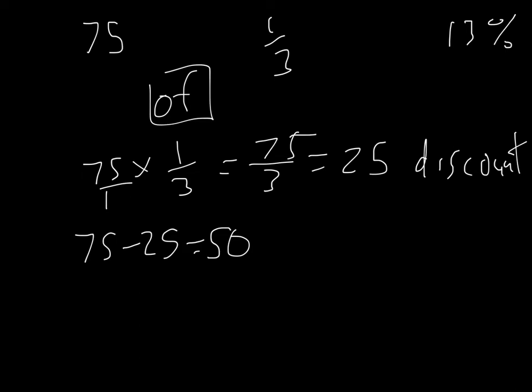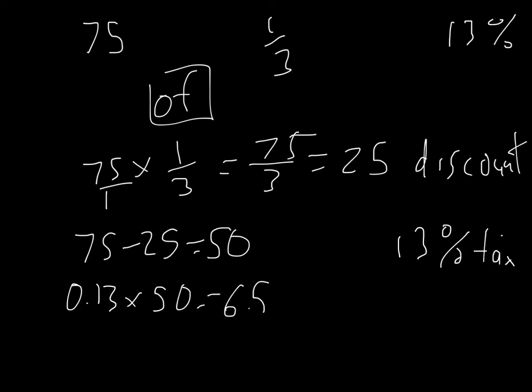What is the tax? 6.5. Yeah, how do you find it? I know it's 13% tax. So what do I actually have to do? Go? 0.13 times 50. Sure. I have to find 13% of my 50. So he did 0.13, because he converted it to a decimal, times 50 equals 6.5.